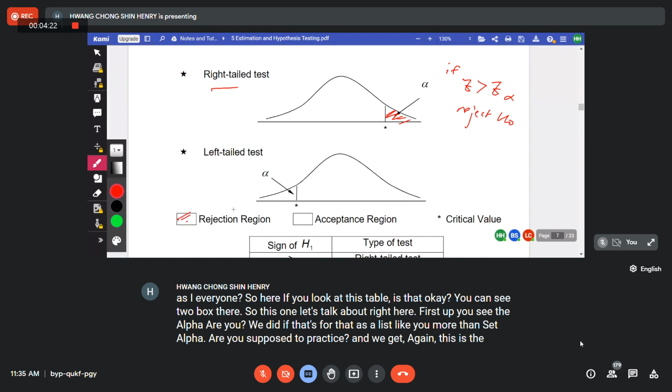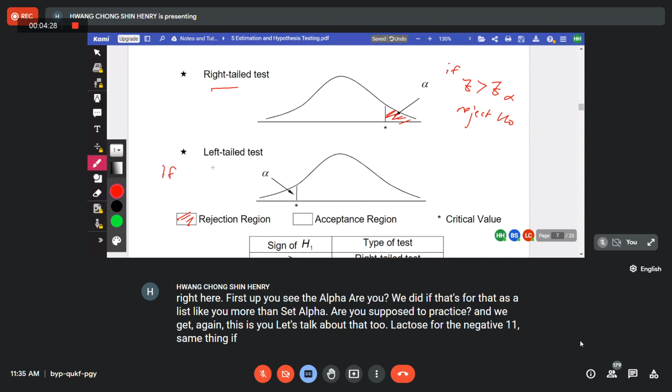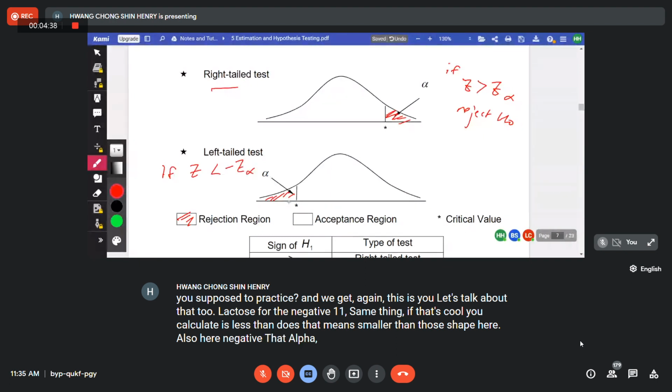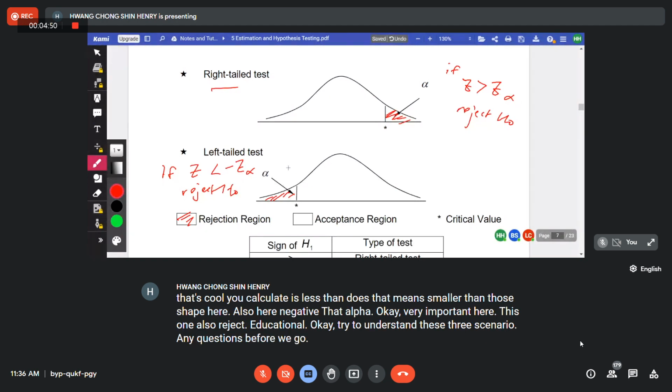Now let's talk about the left tail. The left tail is for the negative one. Same thing: if the Z score you calculate is less than, meaning smaller than, negative Z alpha, inside the shaded area, then this one also rejects H0. Try to understand these three scenarios. Any questions before we go on?